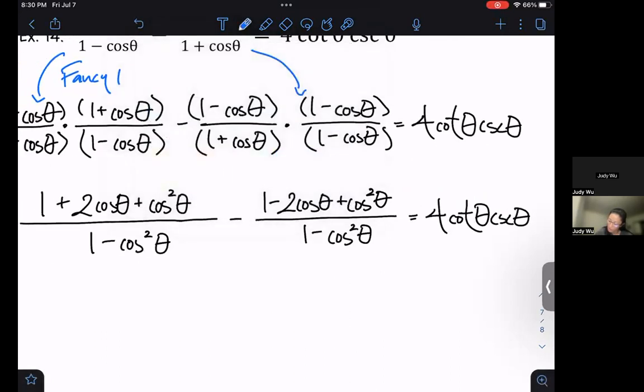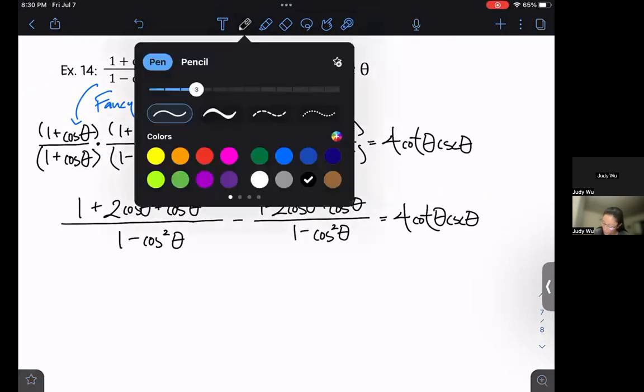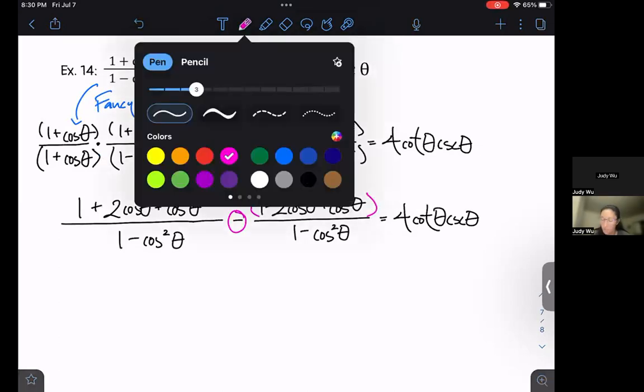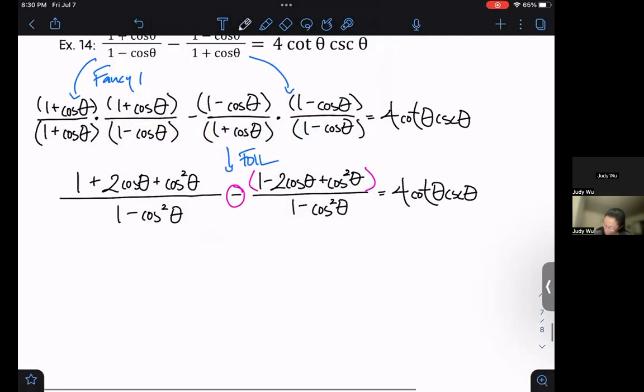All we've done here is a bunch of FOIL. We could also call that algebra. We don't have to write FOIL, but sometimes I like to be specific so we're not just mindlessly writing algebra, but we actually know what we're doing here. Now we're going to combine our fractions, but we are combining them with subtraction. One thing we really need to be careful of is that we are subtracting this whole thing, so it's really important that we distribute that minus sign all the way through.